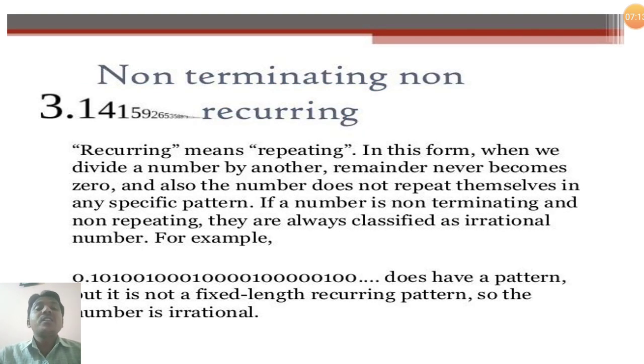Next one is non-terminating, non-recurring or non-repeating. Recurring means repeating. In this form, when we divide a number by another, the remainder never becomes 0 and the digits do not repeat themselves in any specific pattern. If a number is non-terminating and non-repeating, it is always classified as an irrational number. For example, 0.10, 100, 1000, 10000 and so on does have a pattern, but it is not a fixed length recurring pattern. So the number is irrational.